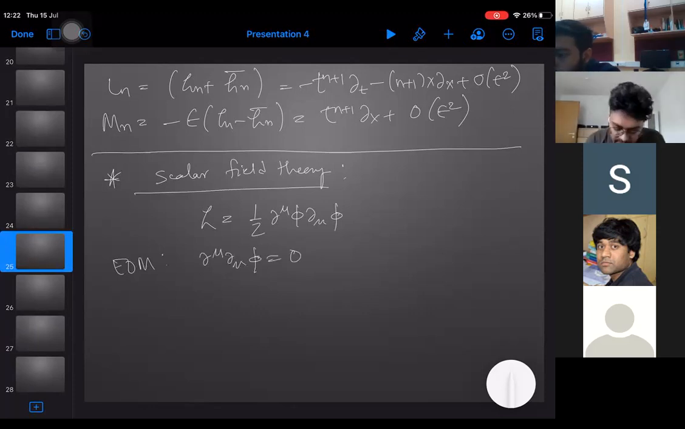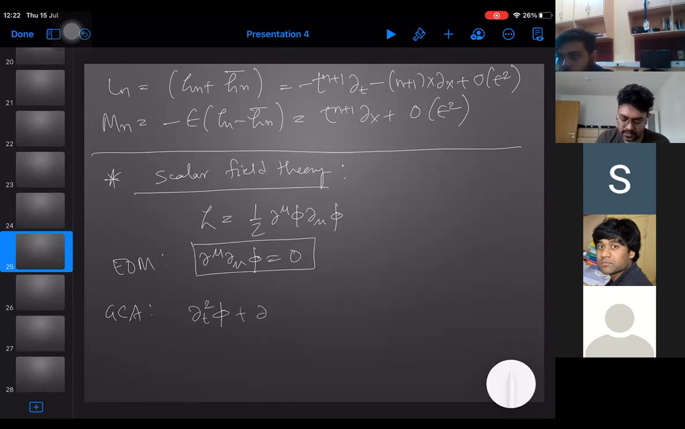Now, if you take the limit over here on the equation of motion, what you get on the GCA side is del_t squared phi plus del_i squared phi equal to 0. If you take that limit and multiply by epsilon squared, the equation of motion for the non-relativistic scalar field theory is just given by the potential term.